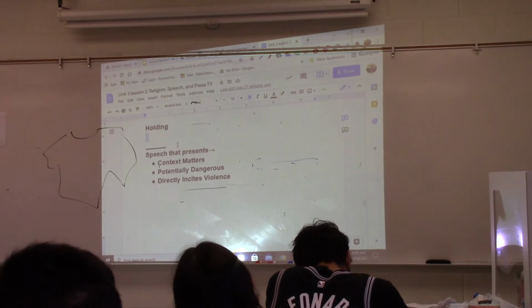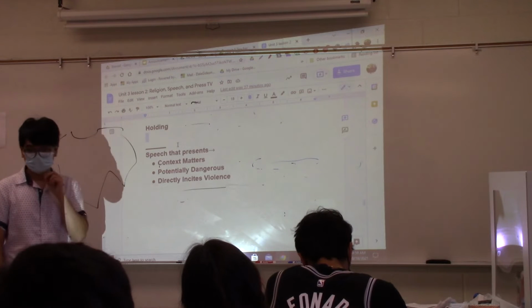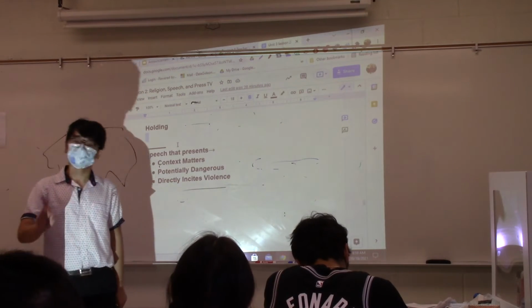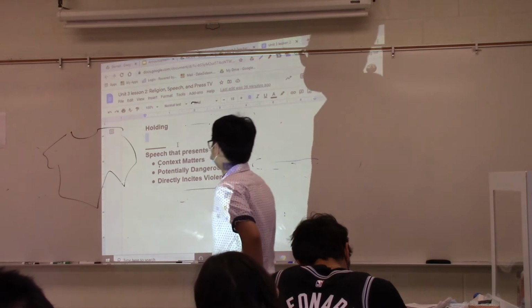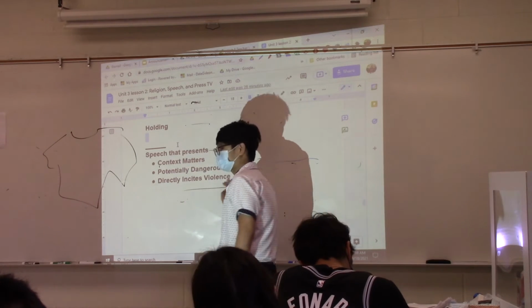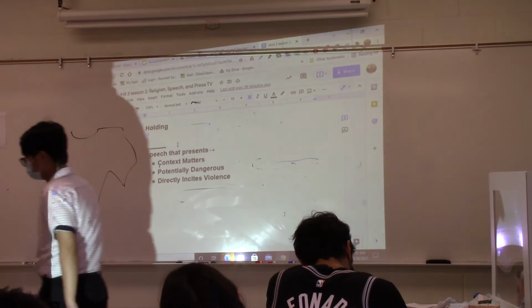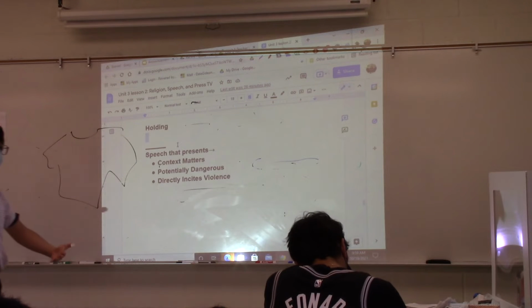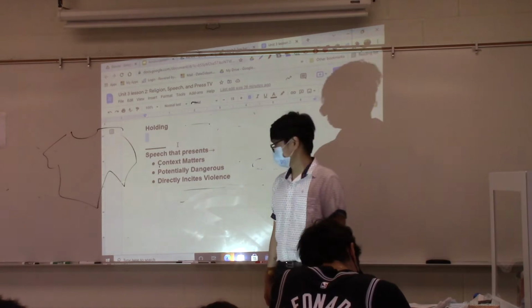We're going to establish one of the most important precedents when it comes to freedom of speech in U.S. history. They said speech that presents clear and present danger is not protected by the First Amendment. This is called the clear and present danger doctrine. If expression or speech presents a clear and present danger, according to the Supreme Court in Schenck versus the United States, it is not protected by the First Amendment.